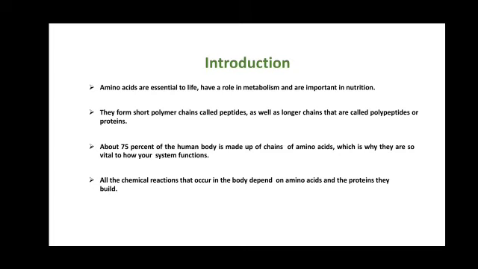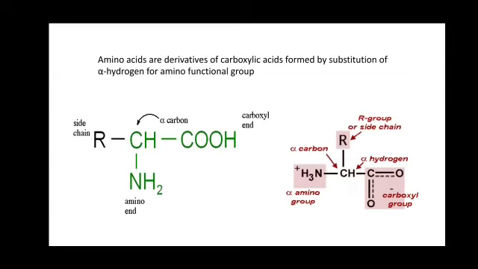The amino acids are essential to life. They have a role in metabolism and are important in nutrition. By these amino acids, the proteins are synthesized. They form short polymer chains called peptides, as well as longer chains that are called polypeptides or proteins. About 75% of the human body is made up of chains of amino acids, which is why they are so vital to how your body system functions. And all the chemical reactions that occur in the body depend on amino acids and the proteins they build.